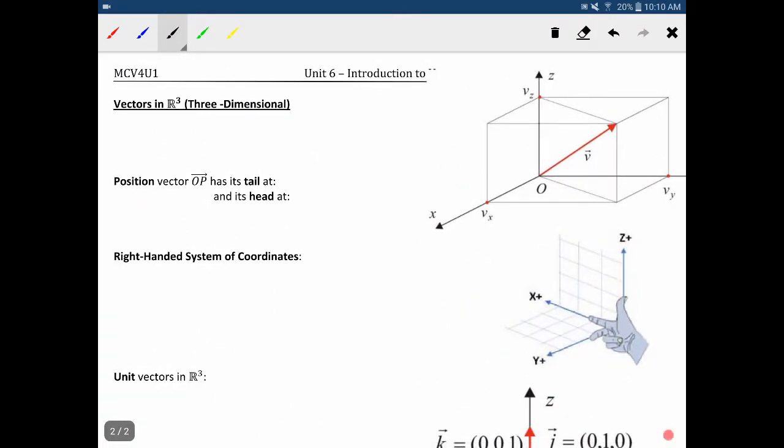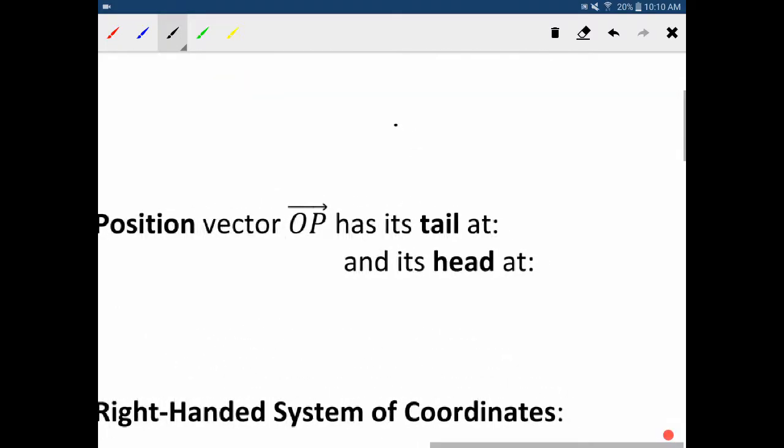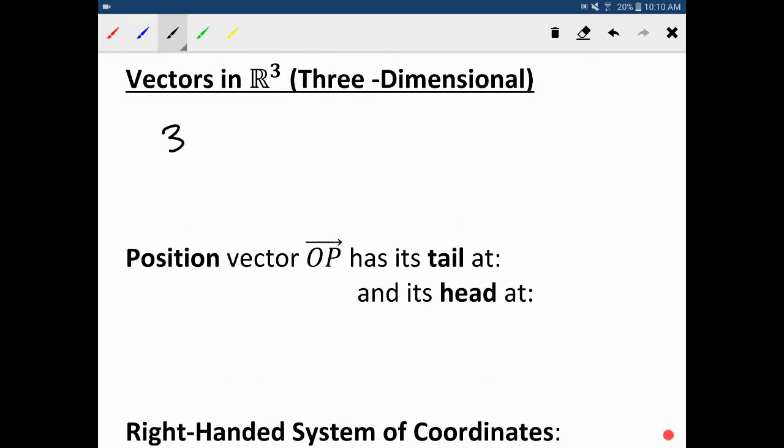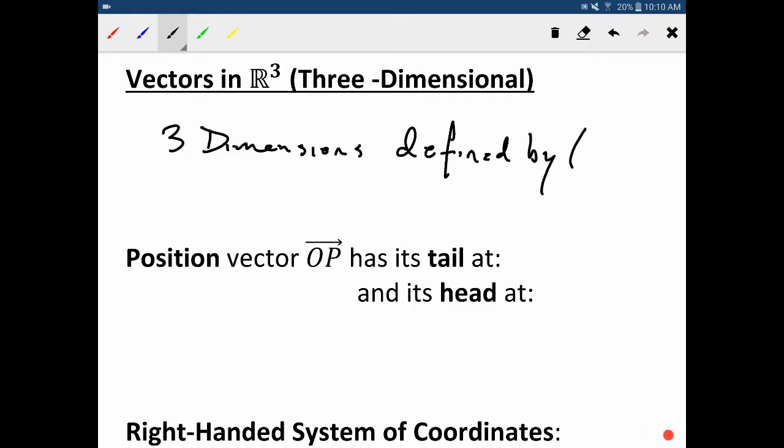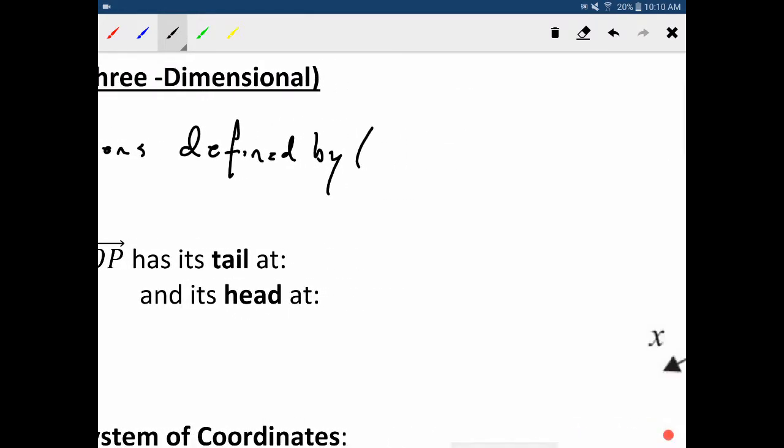So, first of all, vectors in R3. This is in 3 dimensions, which are defined by x, y, and z.